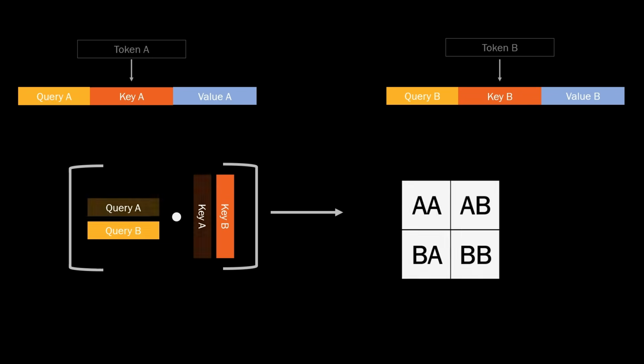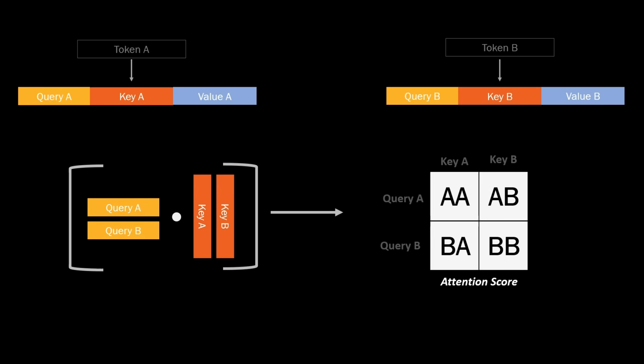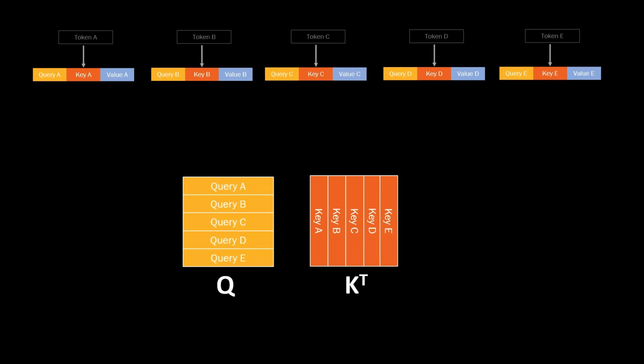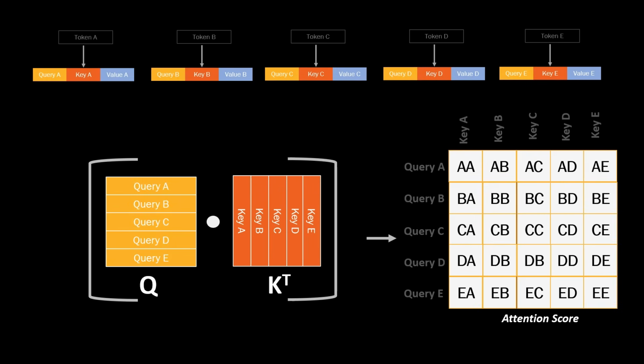The scores obtained after multiplying the query and key matrices are called attention scores. For two tokens, we get 4 different values. If we have 5 tokens in a text, we take a query matrix containing all the query vectors and a key matrix containing all the key vectors. After transposing the key matrix to match the shape, we compute 25 attention scores, since each token interacts with all other tokens to determine what information is useful for forming its new representation.